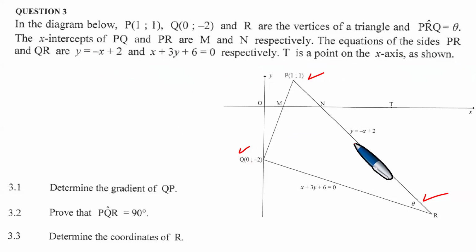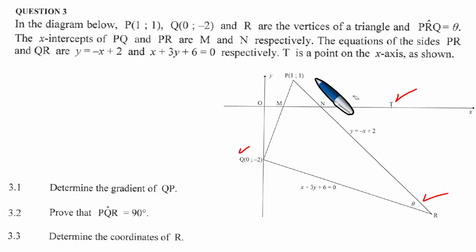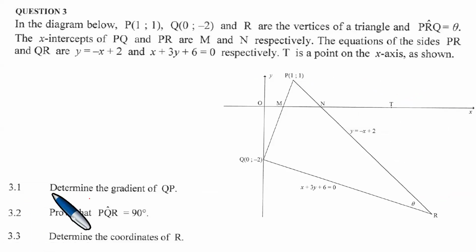And we have the equation y equals minus x plus 2. The other equation has been written in the form x plus 3y plus 6 equals 0, respectively. Now, T is a point on the x-axis as shown, and we can see clearly the point T over there. Okay, good news. We're excited because we have a very interesting question for us to solve at the moment, and let's get started. Now, the first question is, we need to determine the gradient of QP.